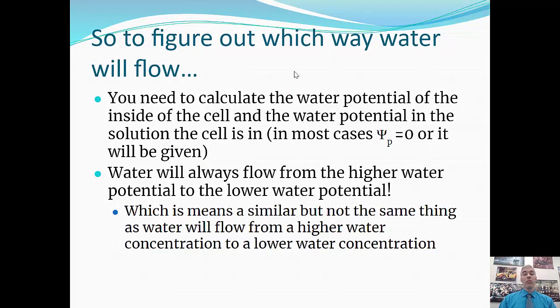So to figure out which way water will flow, you need to calculate the water potential of the inside of the cell and the water potential in the solution outside the cell. Remember, in most cases, pressure potential will be 0. So you calculate water or solute potential on the inside of the cell and on the outside of the cell in the environment. Water will flow from the higher water potential to the lower water potential, or from the less negative to the more negative number. And remember, that means something similar to, but not the same thing as, water flowing from a high water concentration to a low water concentration.